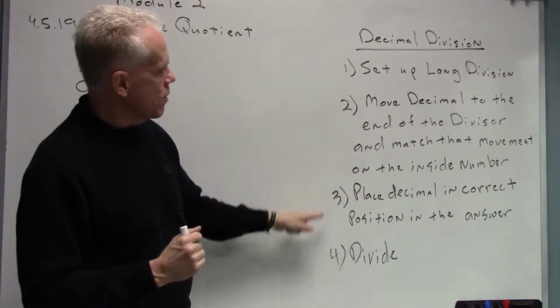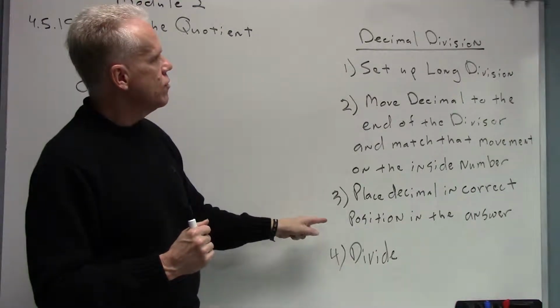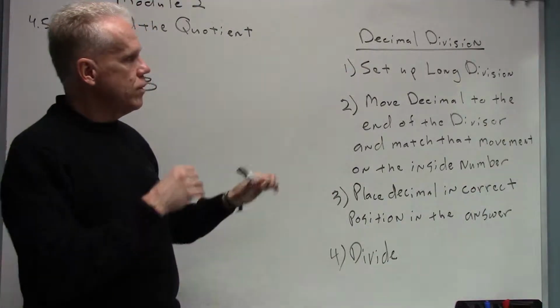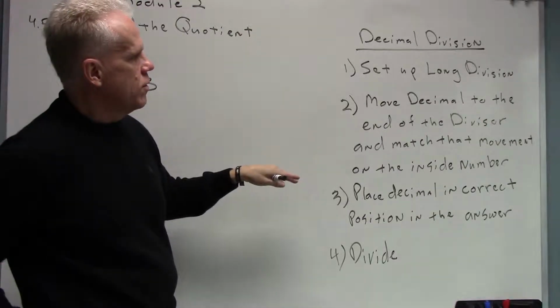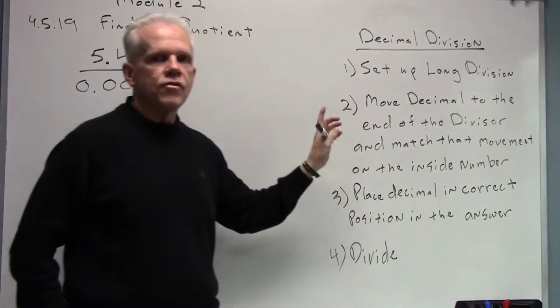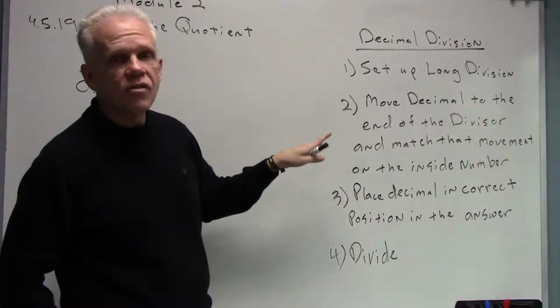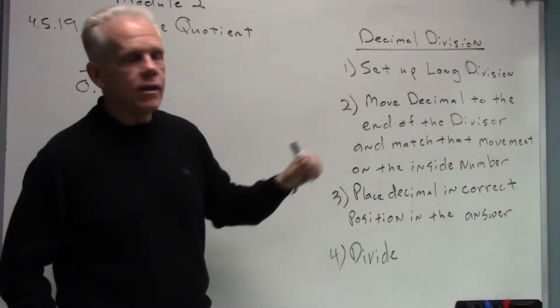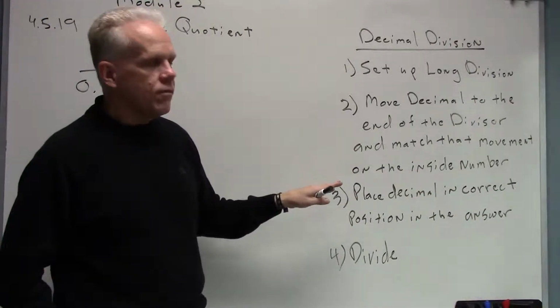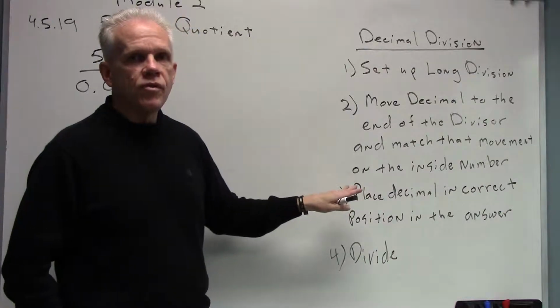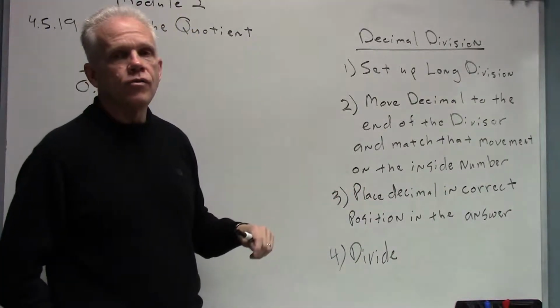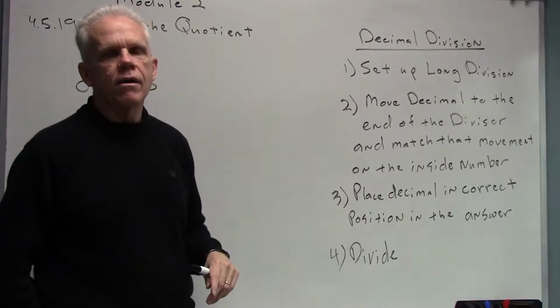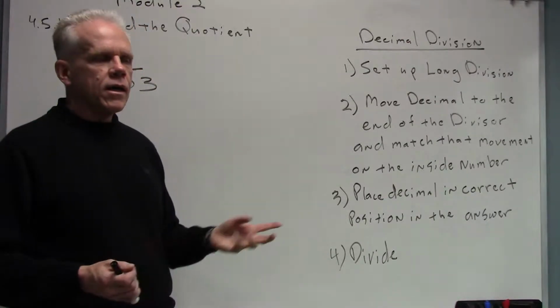As we look over here, you might want to pause the video and capture this in your notes. First, we're going to set up long division. Secondly, we're going to move the decimal to the end of the divisor. That'll be our outside number, and then we're going to match that movement on the dividend, the inside number, and that'll give us the correct position for the decimal in our quotient or in our answer, and then we're going to divide it out.